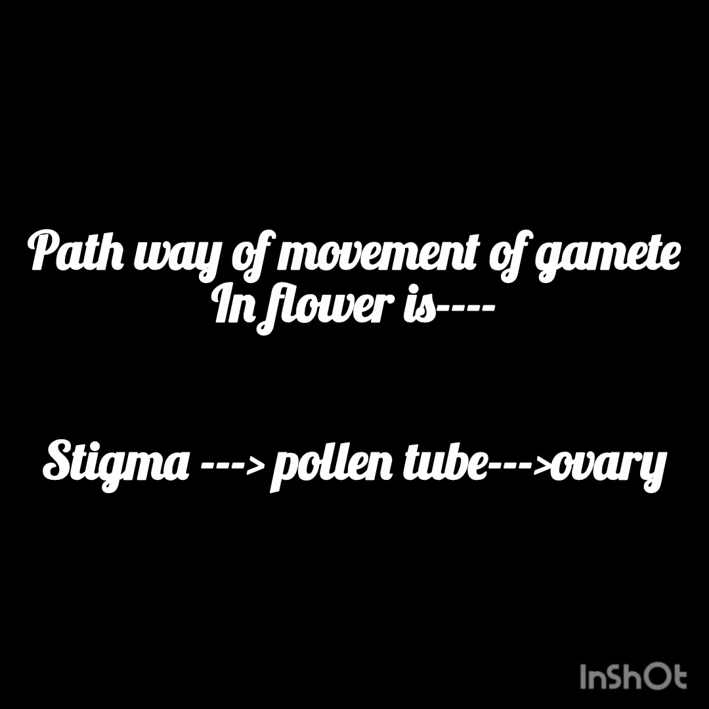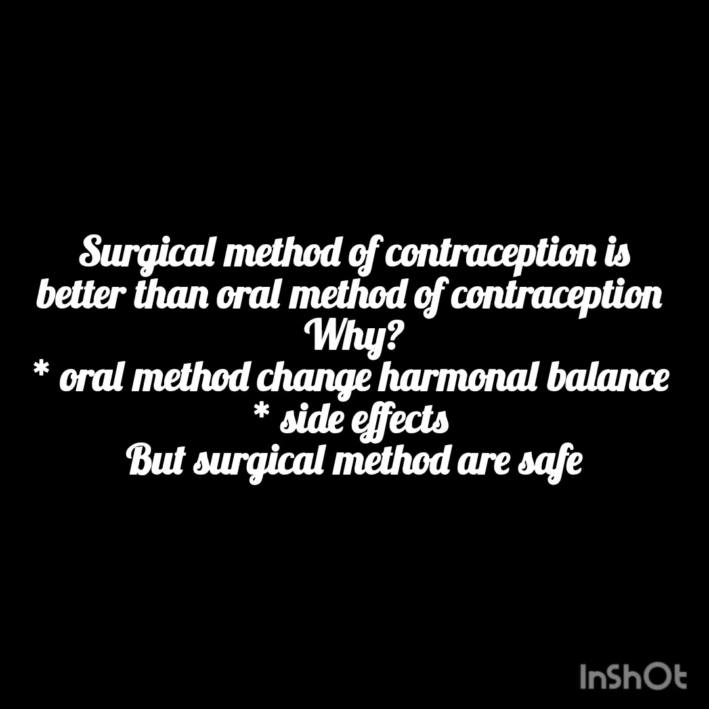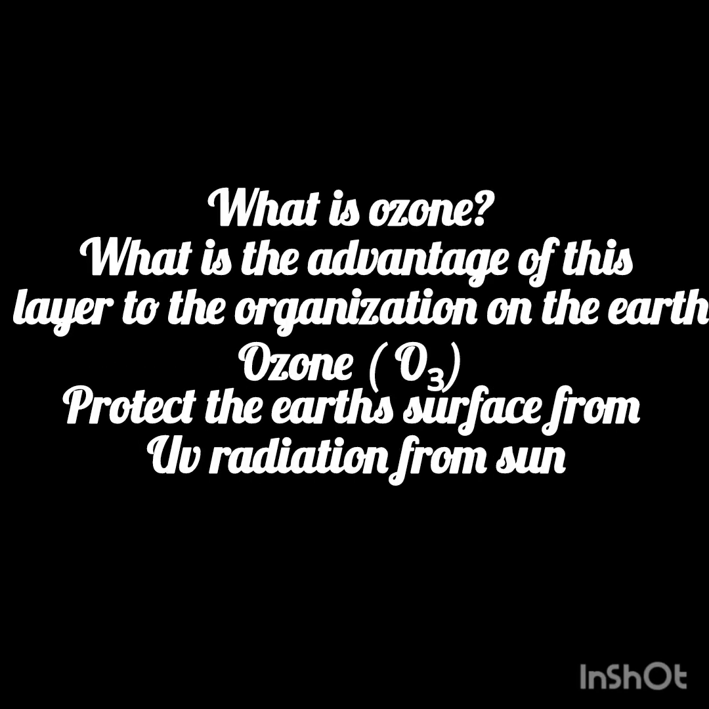The pathway of movement of gametes in a flower is first the stigma, next it passes into the pollen tube, and lastly it passes to the ovary. So this is the pathway. The surgical method of contraception is better than the oral method. Why? The oral method changes the hormonal balance or causes side effects, but surgical methods are very safe and do not give any hormone imbalance or side effects. So the surgical method is the safest method of contraception.